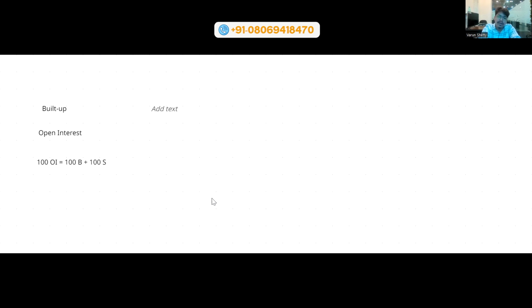Okay, so let's say open interest, I'll add 100 contracts. Now there are 100 contracts, which means there are 100 buyers plus 100 sellers. 20,000 is the current market price. 100 is the open interest addition by 100 contracts, and there are 100 buyers and 100 sellers.